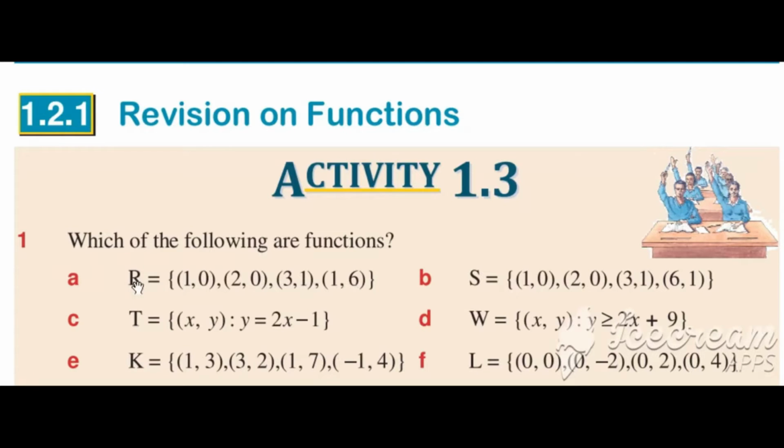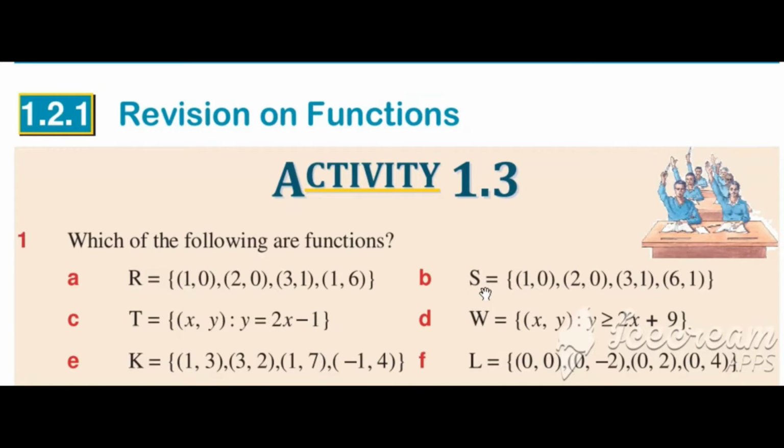This relation cannot be a function because a relation can be a function if, in the given ordered pairs, the first coordinates of two distinct ordered pairs are not the same. In relation R, (1,0) and (1,6) are two distinct ordered pairs. The first entry 1 is repeated more than once, therefore this relation cannot be a function.